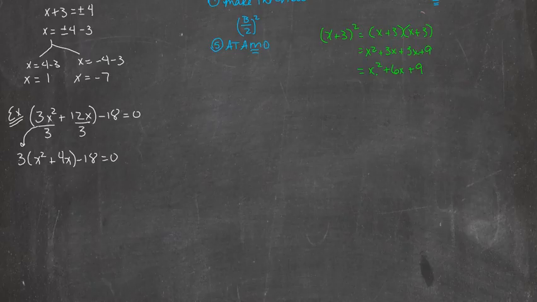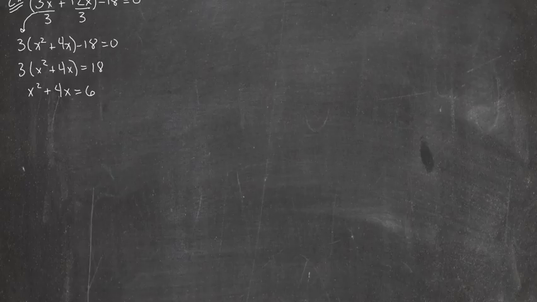Next step, solve for my parentheses. So that's going to be 3 times x squared plus 4x equals, add 18 to both sides, and then divide both sides by 3, so I get x squared plus 4x equals 18 divided by 3 is 6. Okay, we're making progress. Next thing I want to do is make room for my new term. x squared plus 4x plus my new term equals 6 plus my new term.